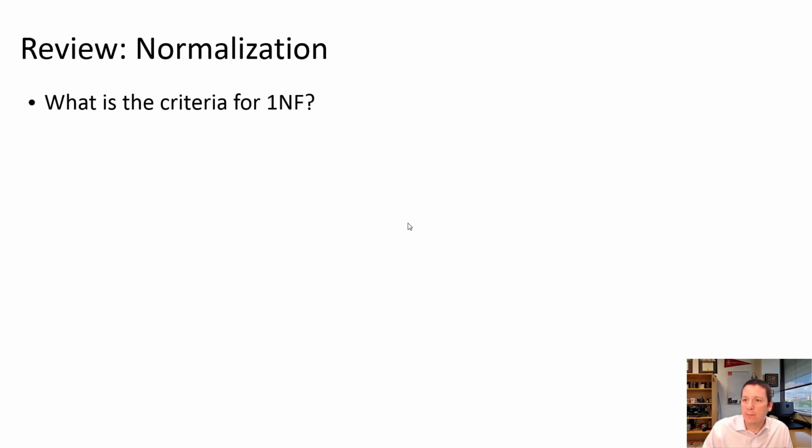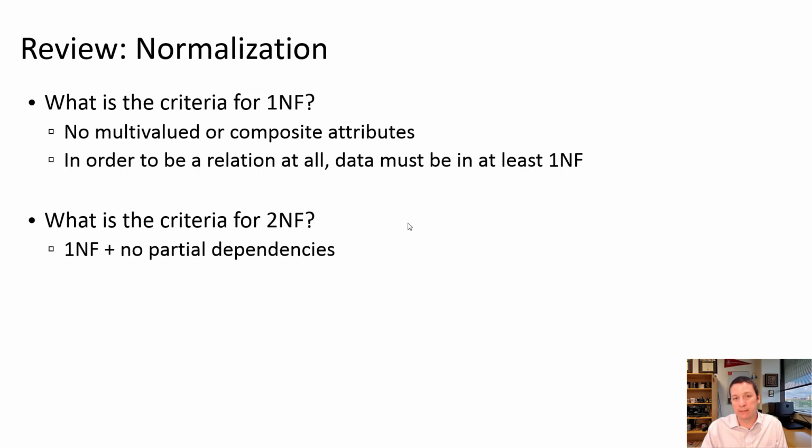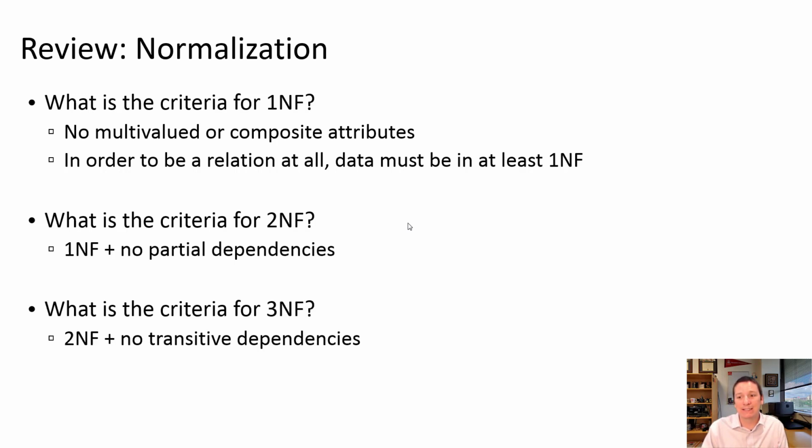So to review, to be in first normal form, we have no multi-value attributes and all of our attributes are atomic. And this is just the rule that we have to meet to be in a relation or to be in a database at all. Second normal form means you are at least in first normal form and you have no partial dependencies. And third normal form is that you are in at least second normal form and you have no transitive dependencies.